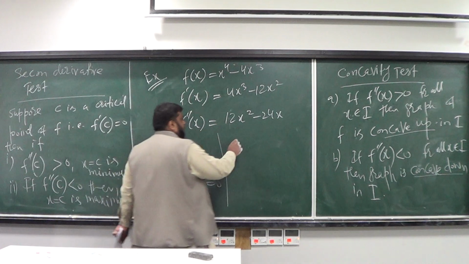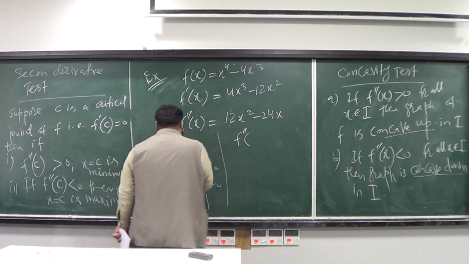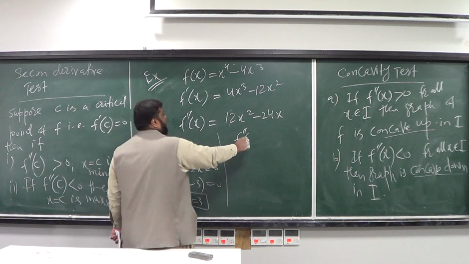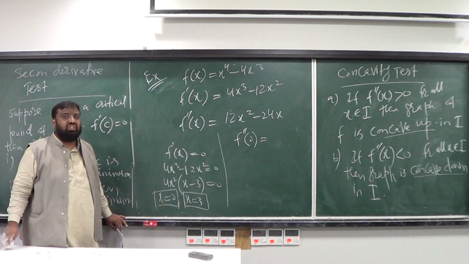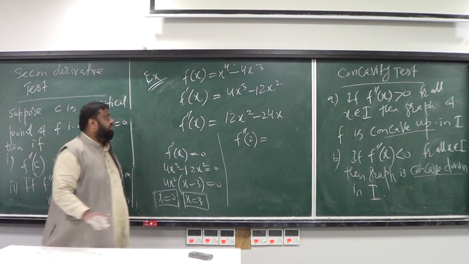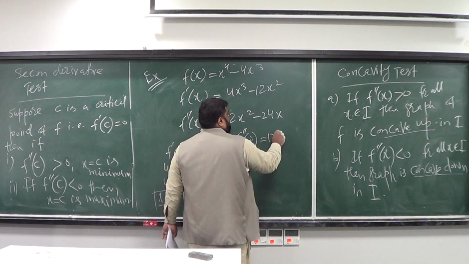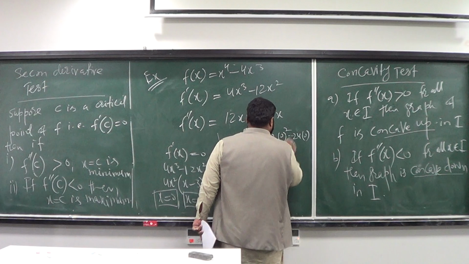Now, if you compute the second order derivative and substitute it, for example, the first critical point, f double prime of 0, here is something very interesting that you get. So f double prime of 0 is going to be 12 times 0 squared minus 24 times 0, equal to 0.